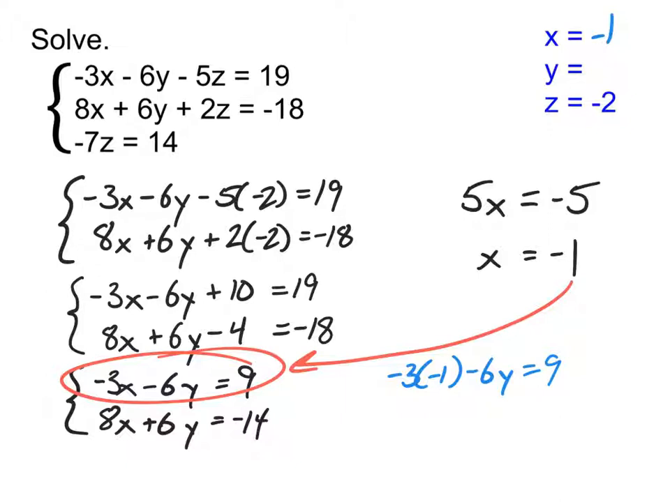So the negative 3 times negative 1, that's a positive 3, minus 6y equals 9. So I'm going to go ahead and subtract 3 from both sides. So negative 6y equals 6. Therefore, y equals negative 1.